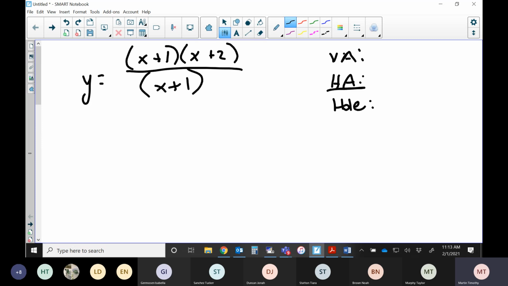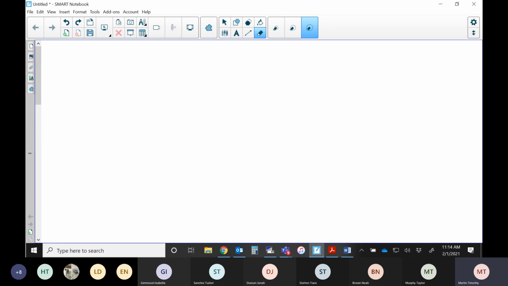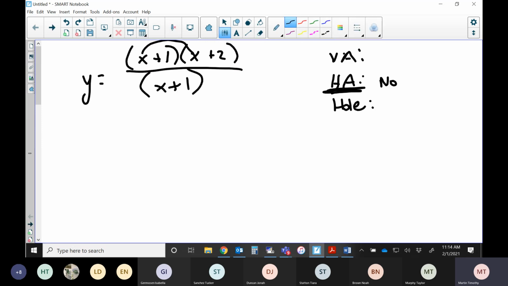Well, let's look at the horizontal asymptote first. The horizontal asymptote comes when I compare the top power to the bottom. Well, I know if I multiplied this times this, it would get me x squared. And I know on the bottom, I only have an x. When the top is bigger than the bottom, there is no horizontal asymptote. So I don't have to worry about a horizontal asymptote. A vertical asymptote only happens when the denominator becomes 0.